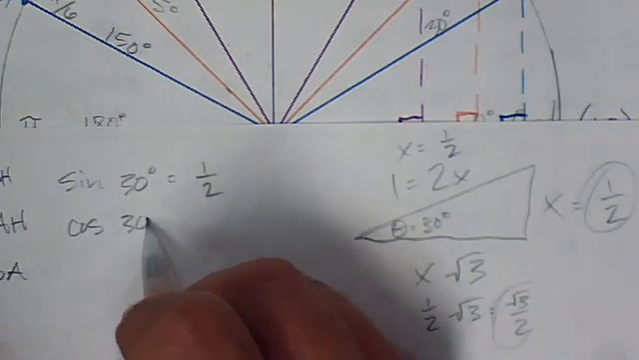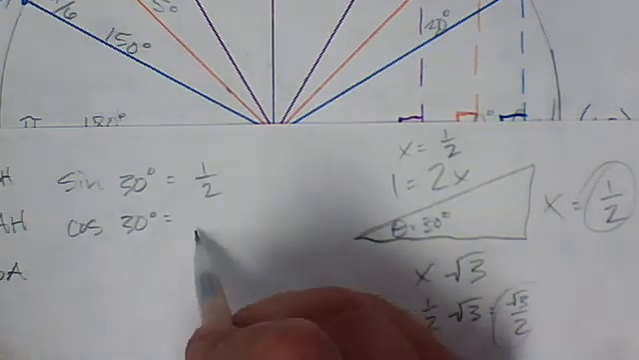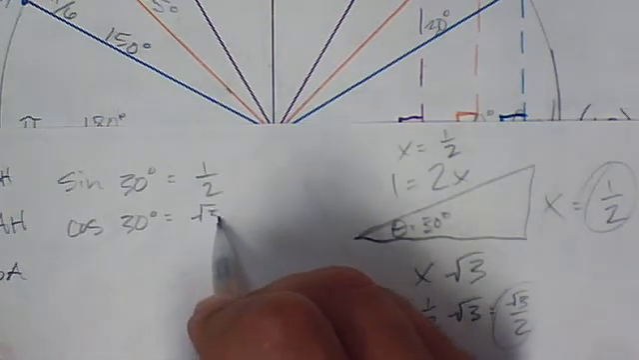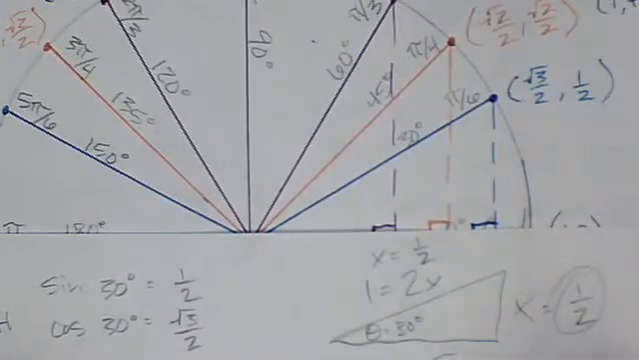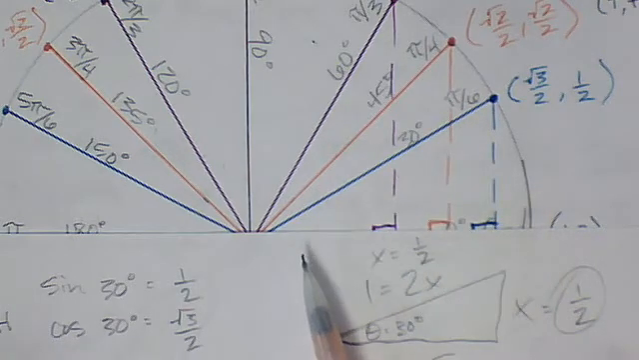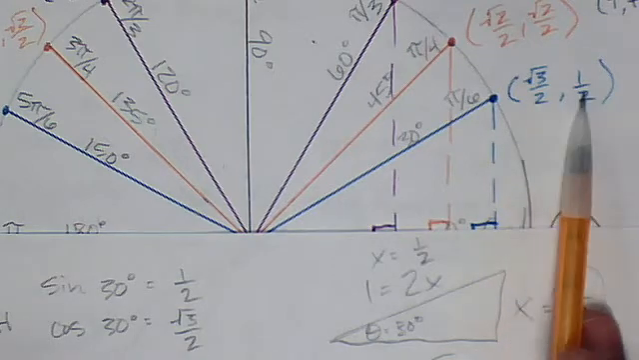The cosine of that same angle is adjacent, so square root of 3 over 2 over 1. So we get square root of 3 over 2. Now notice, if you go back to that coordinate right here, the cosine of 30 degrees is the x value of the coordinate, because they're both over the hypotenuse, which is just 1. So the cosine of 30 degrees is square root of 3 over 2. The sine of 30 degrees is 1/2.